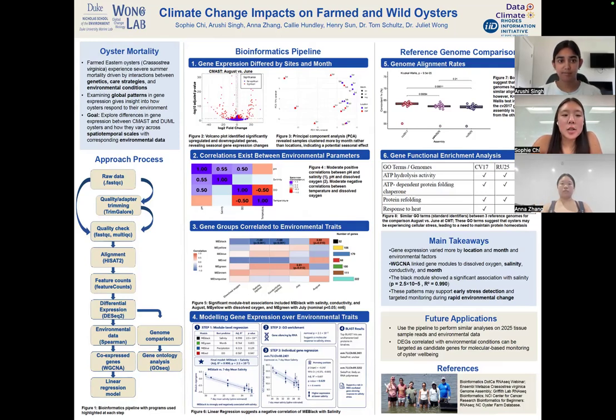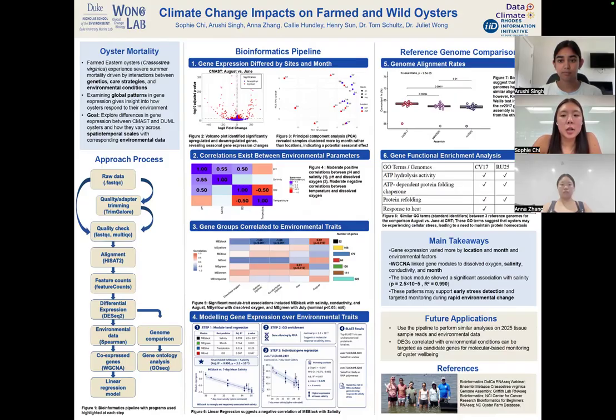Hi everyone. This summer we investigated climate change impacts on farmed and wild oysters. Eastern oysters are experiencing instances of sudden unusual mortality syndrome, or SUMS, especially in the summer months. We want to study how environmental conditions in the summer might be affecting gene expression.